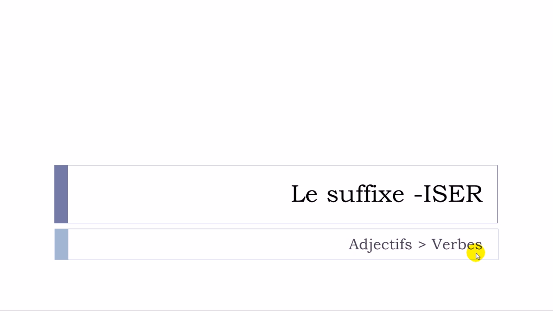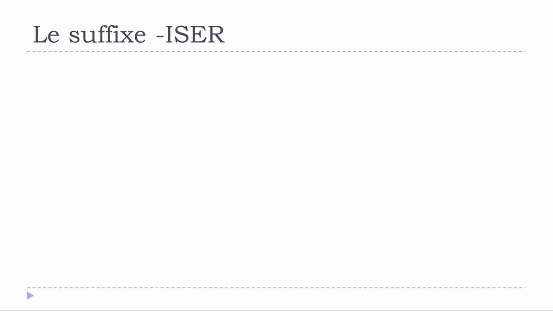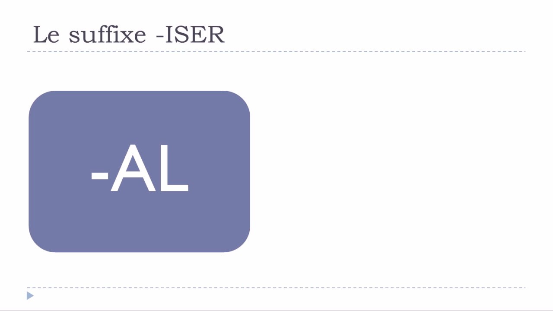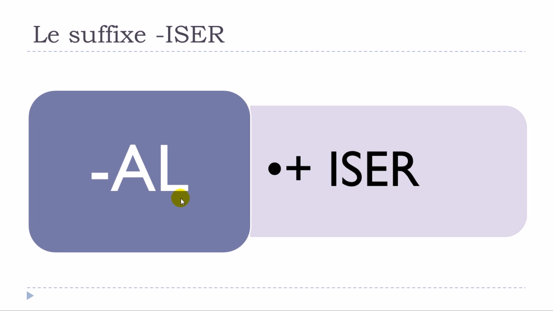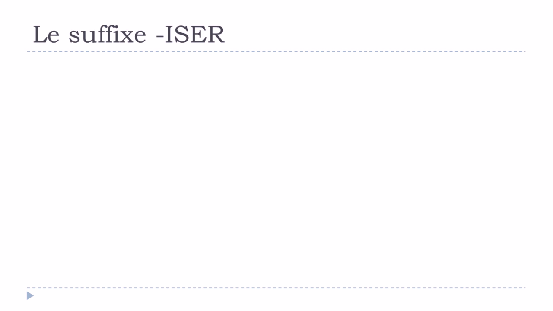Okay, so that's the whole idea of this video, and here we'll only focus on the adjectives that end with AL. As we saw, we will just add this ISER at the end of these adjectives to make a verb. Okay, so let's see a few examples now.